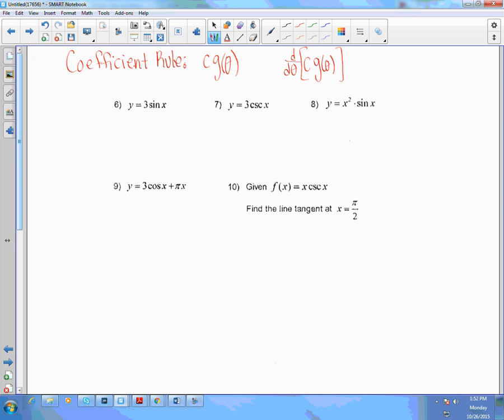Does that make sense, guys? If this was g of x, that would be d dx. If this was g of theta, we have to have d d theta. To take the derivative, I pop the c out in front, and I take the derivative of the function with respect to whatever variable is given. So the constant can be popped out in front and that multiplies at the end.